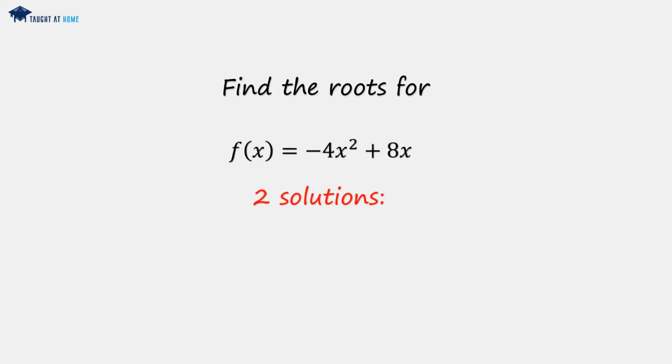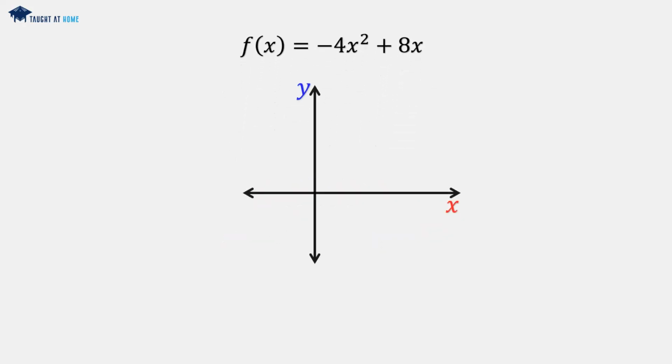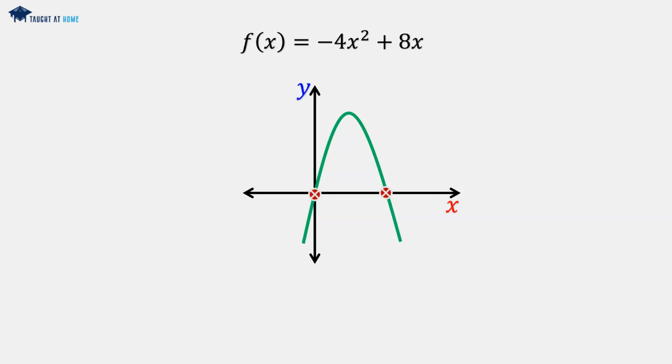And again we have two solutions, x1 equals 0 and x2 equals 2. And if we see the function plotted, we can see we have two roots. The first one again at 0 and the second one at 2.